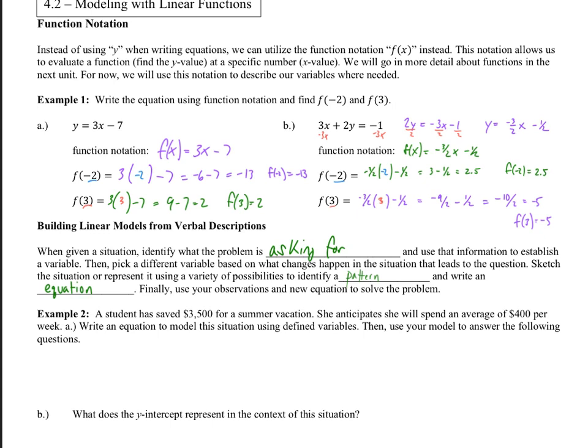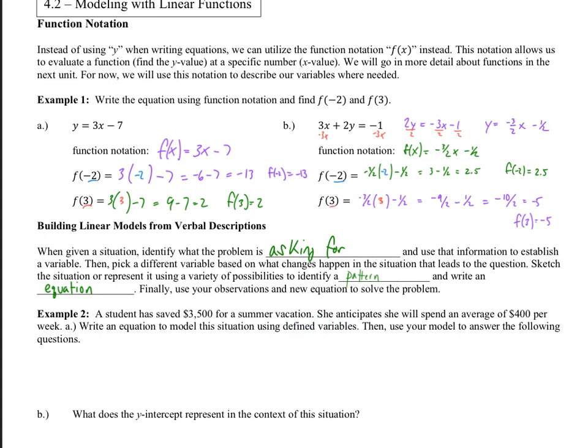All right, so I kind of talked about some of the things you need to be thinking about when you're reading a word problem and trying to write an equation. When given the situation, you want to identify what you're asking for. Make sure you're looking for that, and that's the information you're going to use to establish what variable you're going to use. Oftentimes we talk about defining a variable. It talks about that here, define variable.